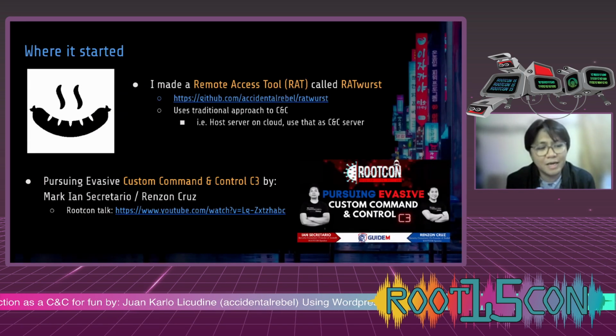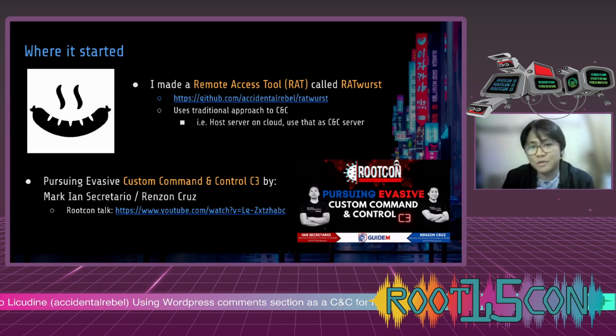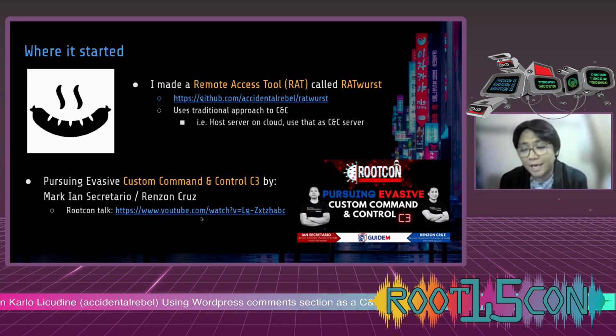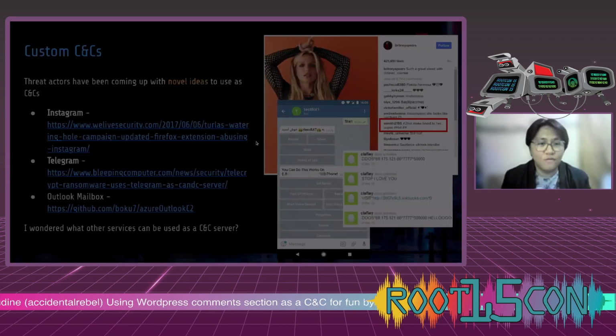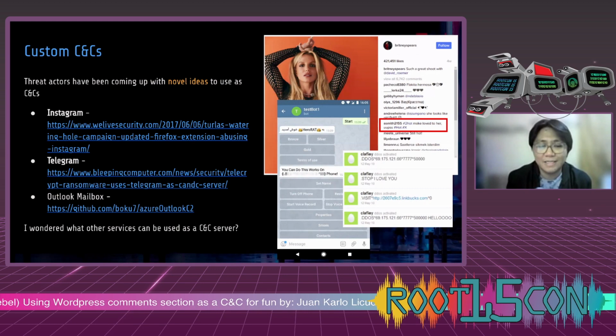But just last year, I came across this RootCon talk from Sir Ian and Sir Renson. The talk is titled Pursuing Evasive Custom Command and Control. You could watch that on YouTube on the link right here. One of the topics that they talked about is that threat actors are now moving away from the traditional approach of CNC, and they are now looking for different and novel ideas to use as CNCs.